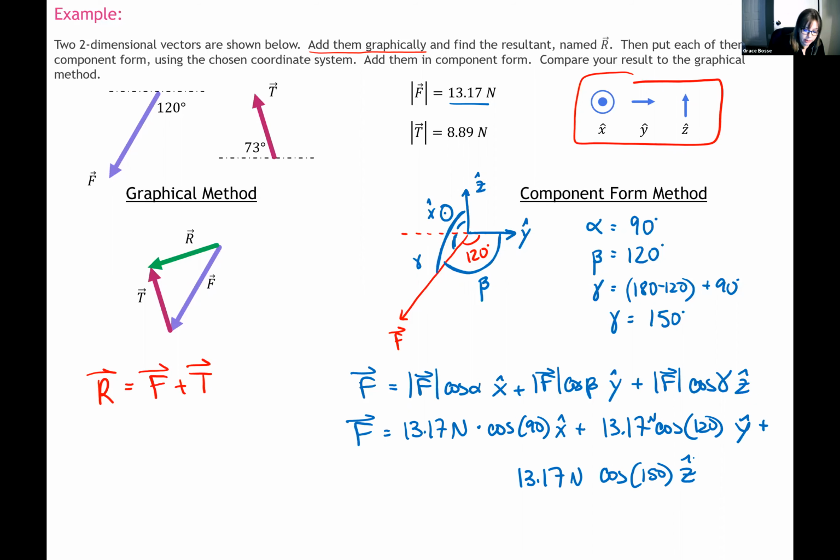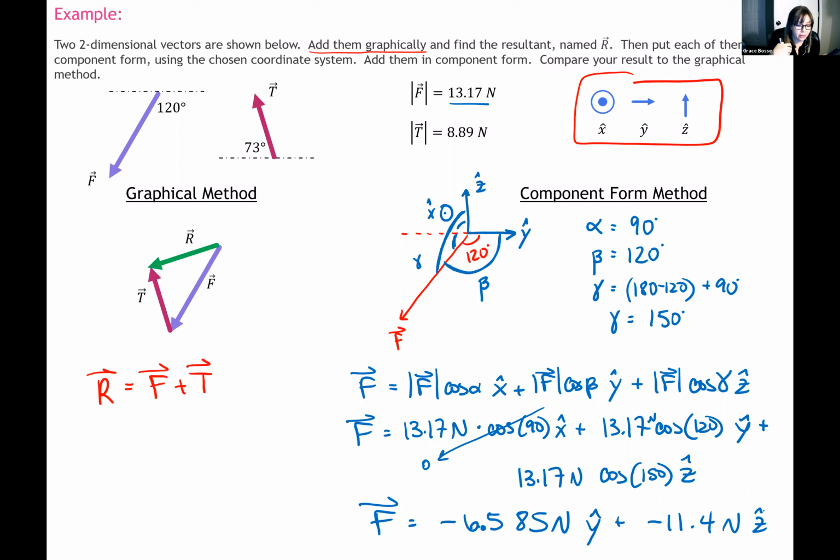So I can plug in some numbers and simplify this expression. Vector f in component form, I know the cosine of 90 is 0. So that very first term is going to disappear. It actually is 0 because the cosine of 90 is 0. So I'll do 13.17 times the cosine of 120, and I get negative 6.585 newtons y hat, plus 13.17 times the cosine of 150. That's negative 11.4 newtons z hat. So that is the component form of vector f.